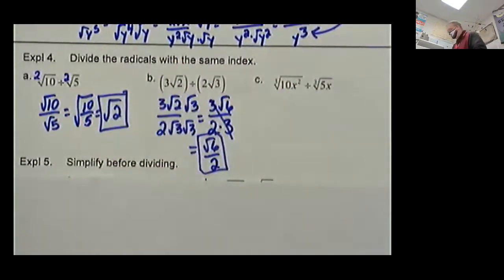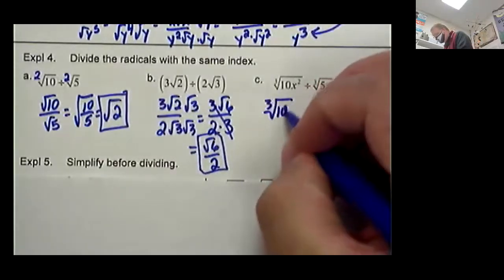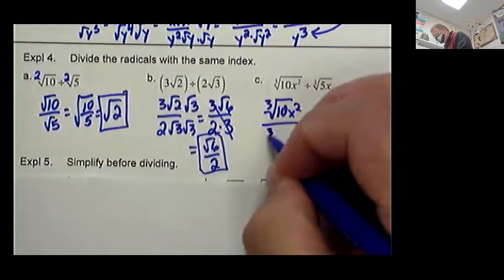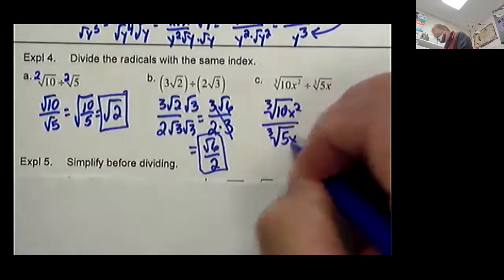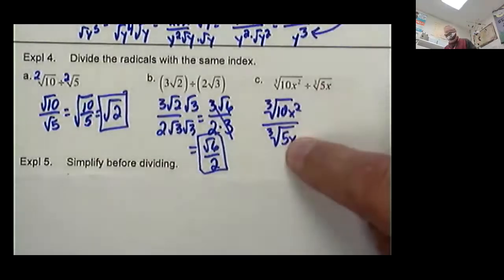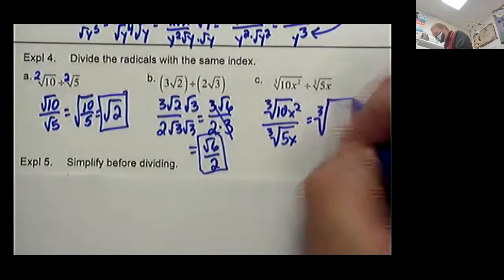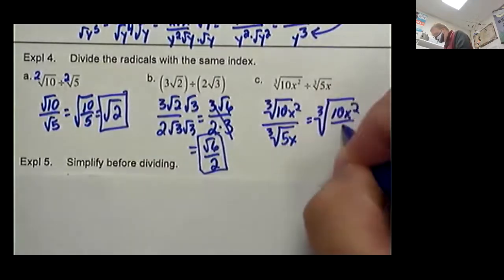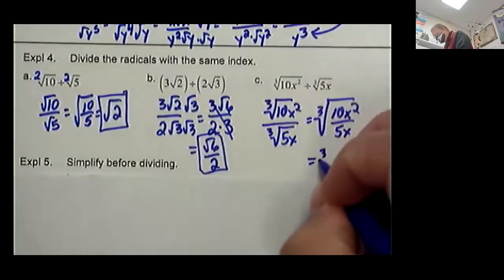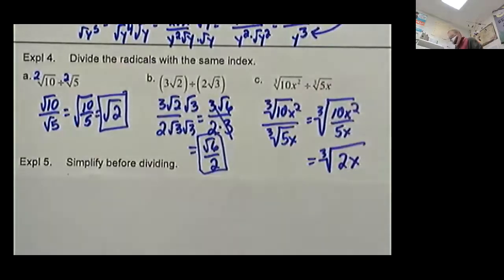Letter C, we can do the same thing with the cubed root. Again, we're going to rewrite this as a fraction: the cubed root of 10x squared divided by the cubed root of 5x. Notice 10 is divisible by 5, x squared is divisible by x. So I'm going to rewrite this as a big fraction, 10x squared over 5x, and that's the cubed root. 10 divided by 5 is 2, x squared divided by x is x.